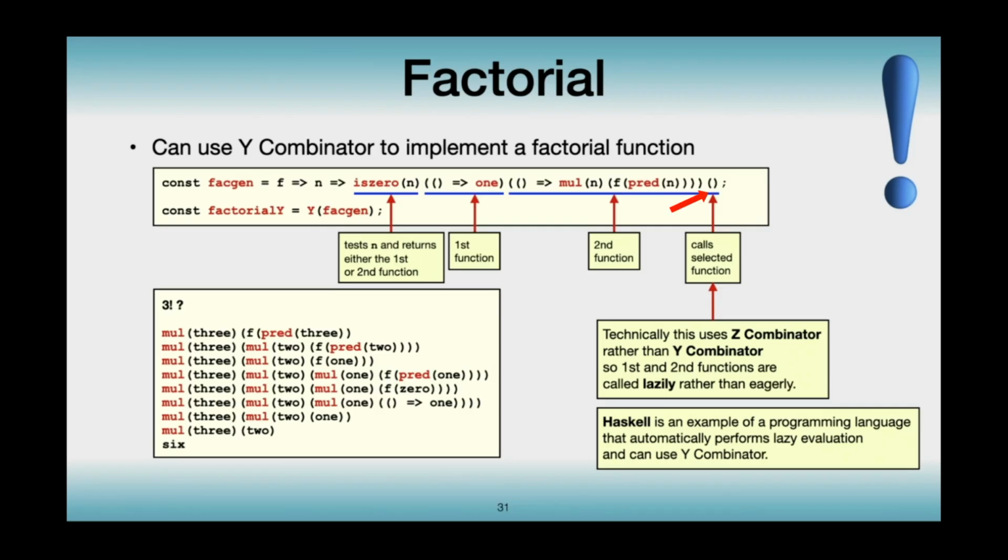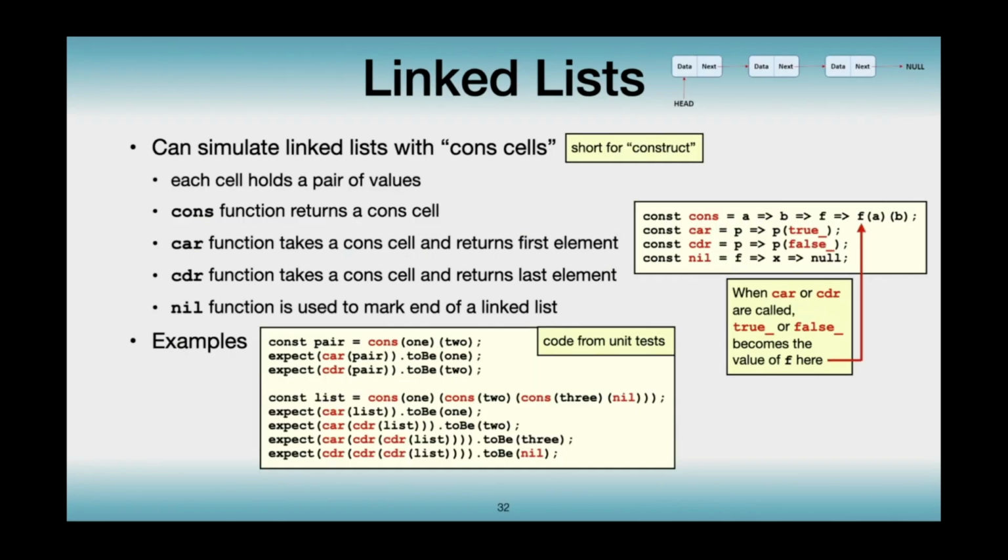And that's why there are these extra parentheses out here, because I'm getting one of those 2 functions, and then I have to actually call it to get the result. You can represent linked lists with Lambda Calculus.